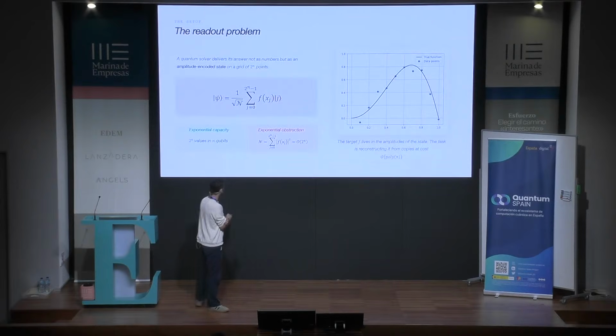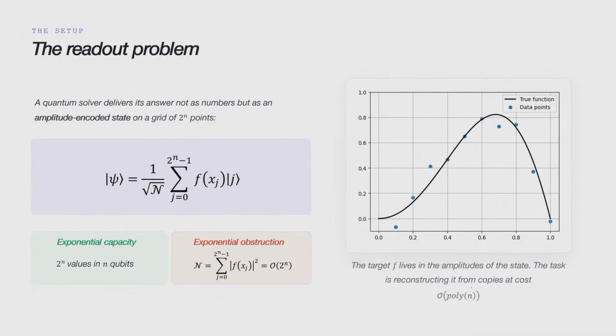So the problem is, imagine that we have a quantum computer and we have an algorithm to solve any problem, but the solution of that quantum algorithm is a state in which we have a function encoded in the amplitudes of the state. This is really good because we gain some exponential capacity, since we can evaluate in an exponential number of points. But the problem is that the amplitudes of the function scale exponentially, they are exponentially small.